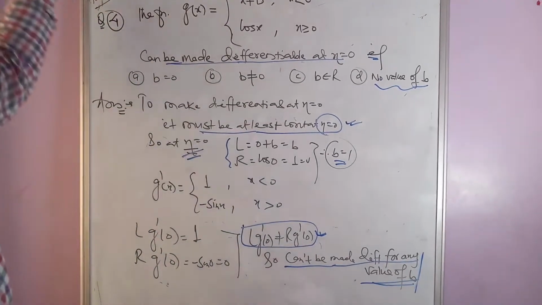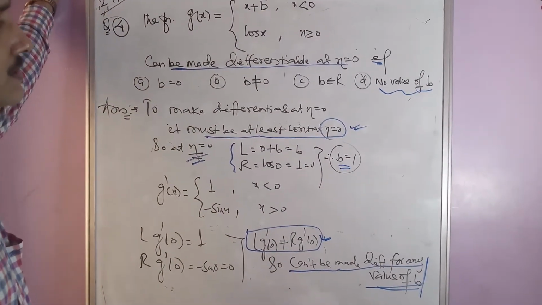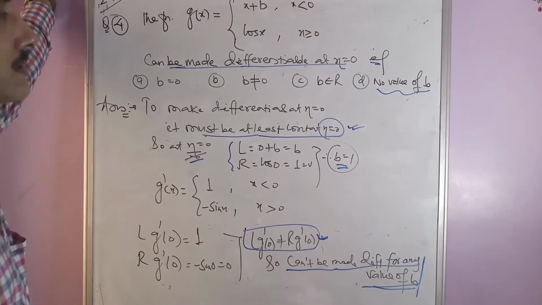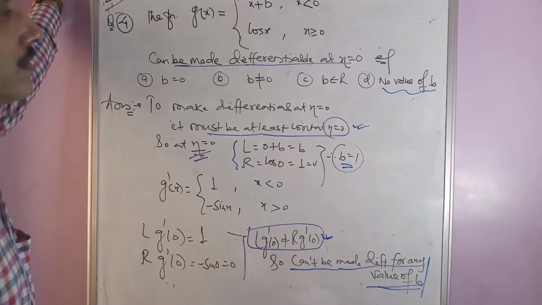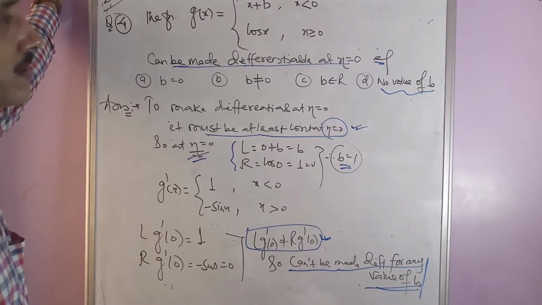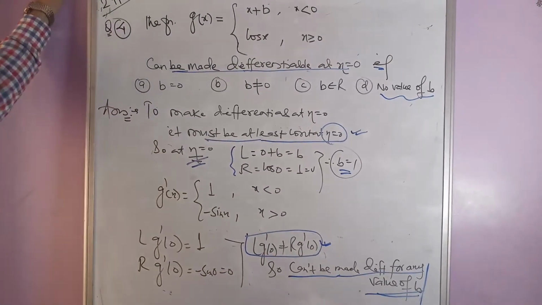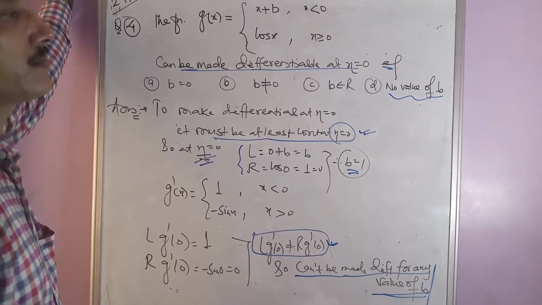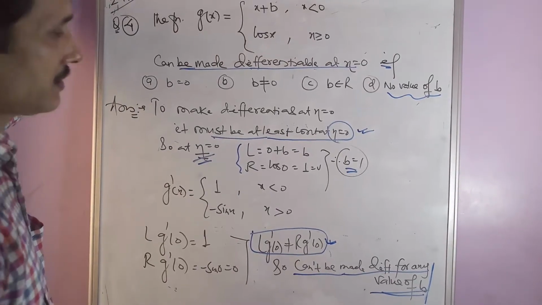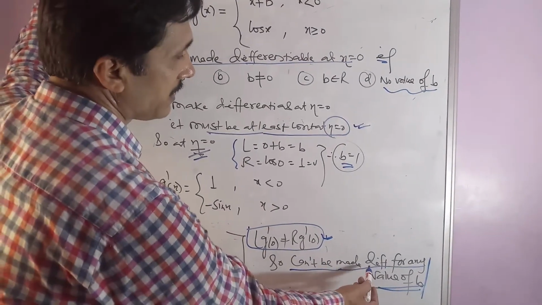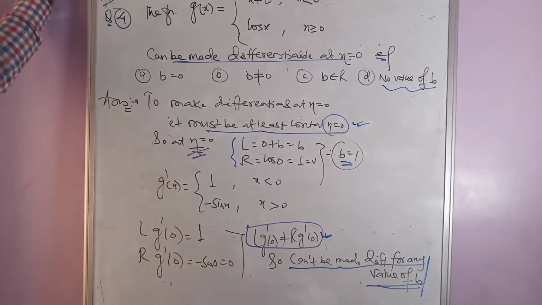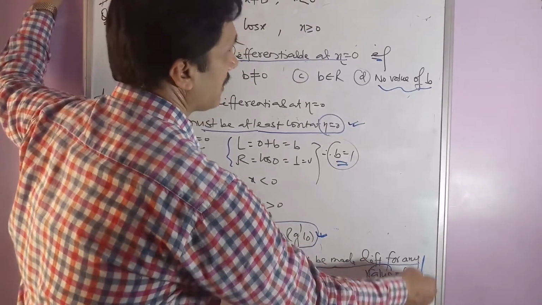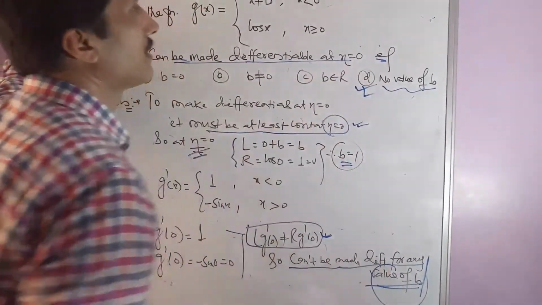We know the function is continuous, but then the function may or may not be differentiable at the point. For example, the modulus functions f(x) equals mod x, and f(x) equals mod of x minus k, for all real values of k, are continuous at k but not differentiable. Here it is not possible to make the function differentiable for any real value of k. Here the answer is option D, no value of b.